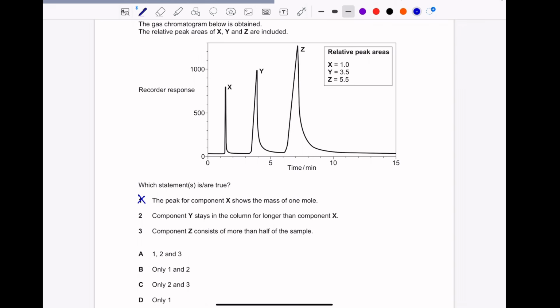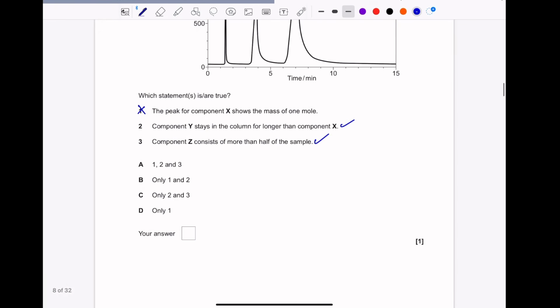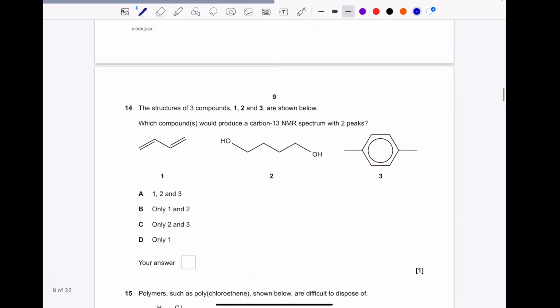Second one says that component Y stays in the column for longer than X, which is true because it's closer to 5 minutes for Y compared to X. And lastly, component Z consists of more than half of the sample, which is true because there's more of it relative to the other two. So that would be option C as the answer.